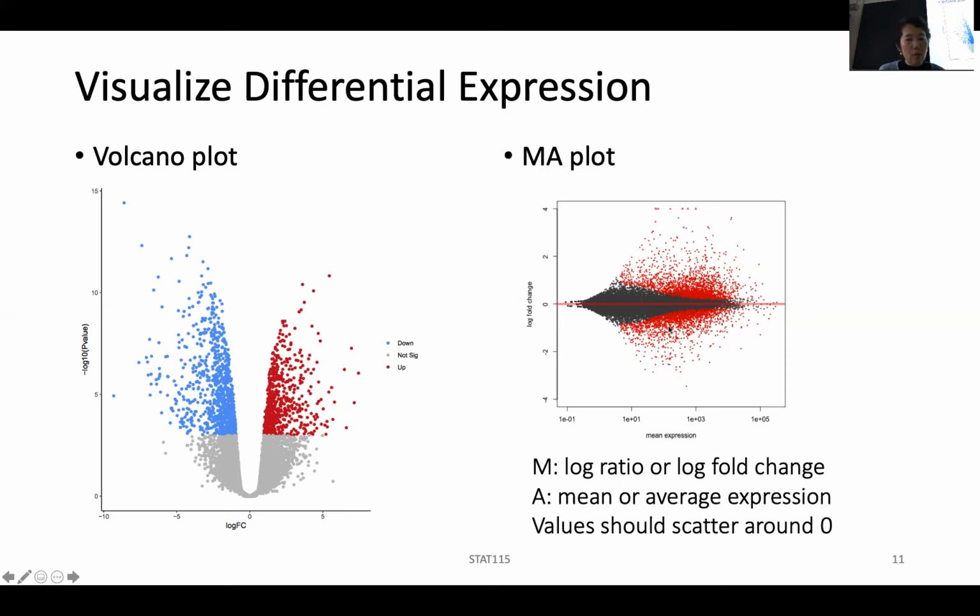Probably a more informative way of looking at differential expression is the MA plot. In the MA plot, the M is the log ratio, or log fold change, between the two conditions, and that's on the y-axis. This is similar to the x-axis on the volcano plot. Whereas the x-axis here is the mean, or the average expression level of the two, very often taken as a log, so it's kind of a geometric mean.